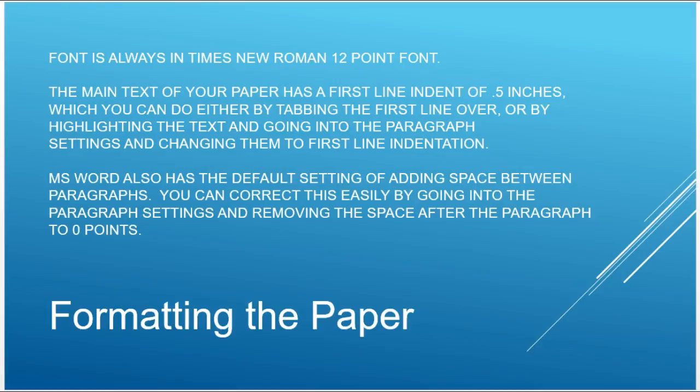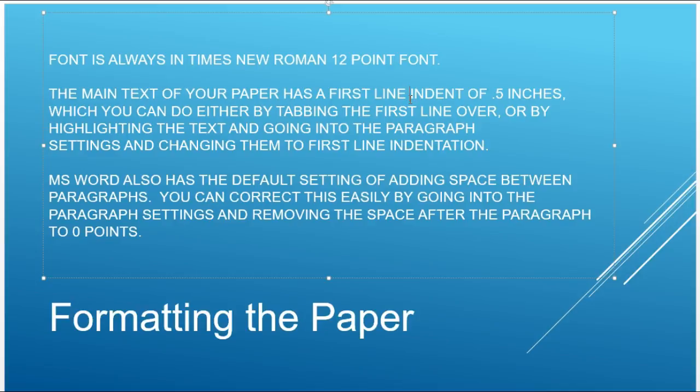The main text of your paper has the first line indented 0.5 inches, as would any paragraph. And you can do this either by tabbing the first line over or by highlighting the text and going into the paragraph settings and changing them to first line indentation. And that's in your toolbar in Microsoft Word under paragraph. Microsoft Word also has the default setting of adding space between paragraphs. Now you can correct this easily by going into the paragraph setting in your Microsoft toolbar and changing the space after the paragraph to 0 points.